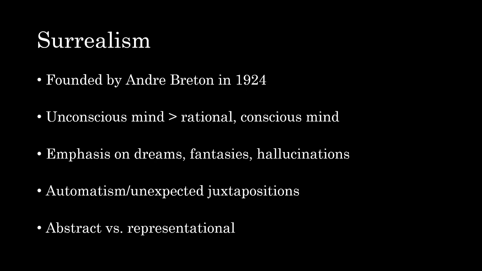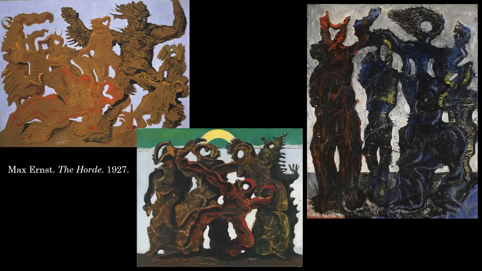Many Surrealists employed what's called automatism, and they also created unexpected juxtapositions. We talked about this way earlier in the semester when we talked about Meret Oppenheim's object. It was discussed in terms of texture, but we also talked a little bit about its surrealist qualities. Many works of surrealism are abstract, but there are just as many representational works to boot. So let's look at some examples.